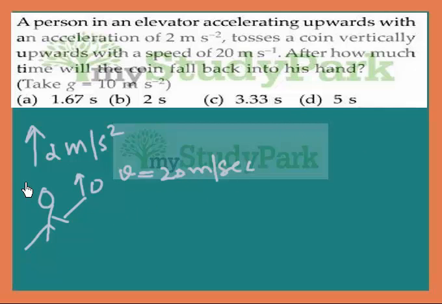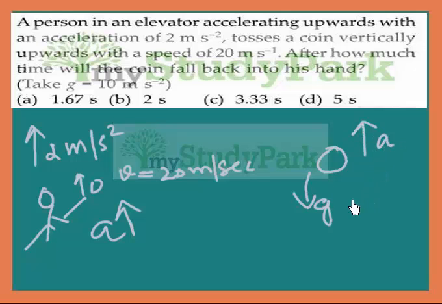So here this is an accelerated frame of reference wherein you have an acceleration of the lift which is going upwards. So let us take this coin alone. This coin is governed by two forces. One is the acceleration due to gravity and the other is the acceleration of the lift. So what is the net force on this particular coin?